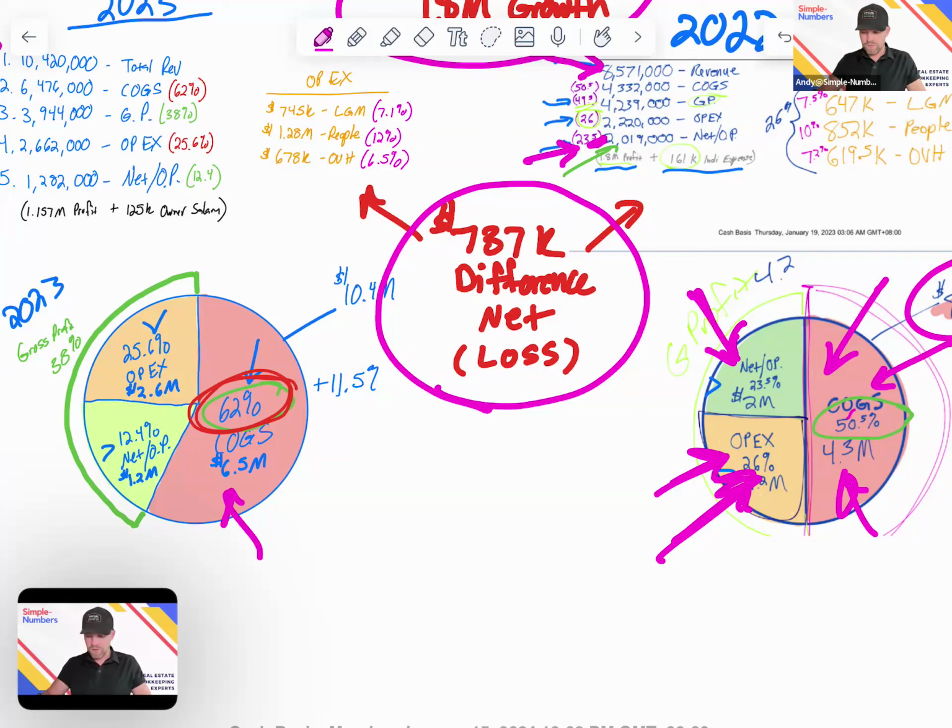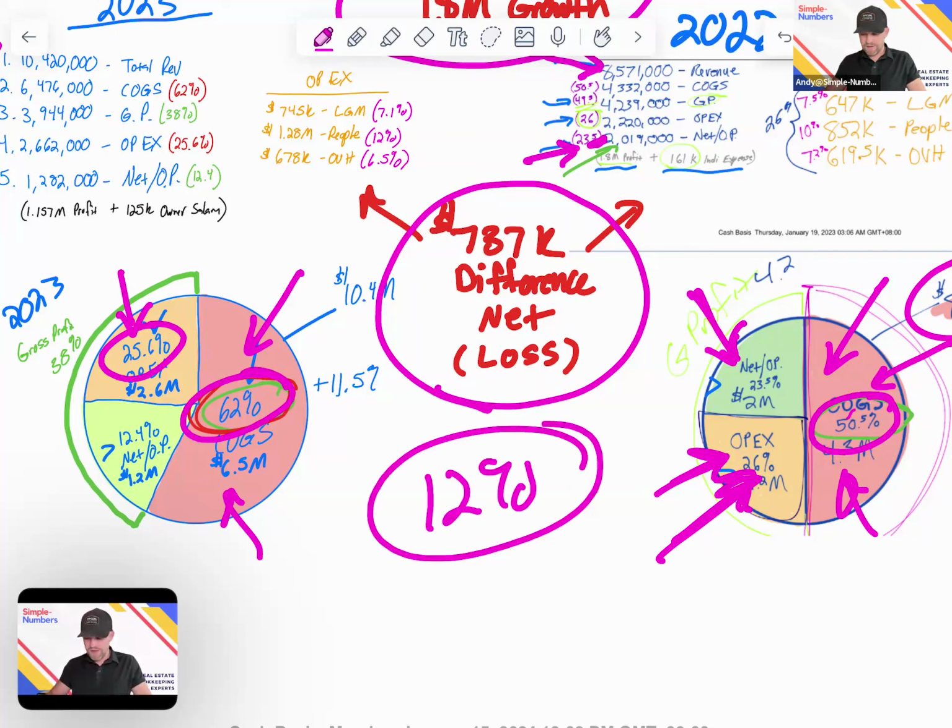The cost of goods sold went up. The operating expenses did not, as a percentage of the revenue. They actually went down by 0.4. They went from 26 operating expenses down to 25.6. But the cost of goods sold went from 50 to 62. That's 12% that the cost of goods sold went up.